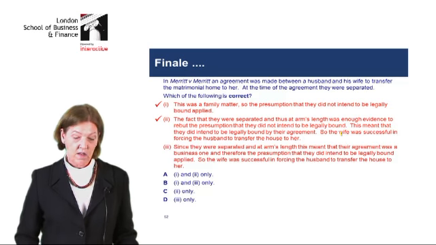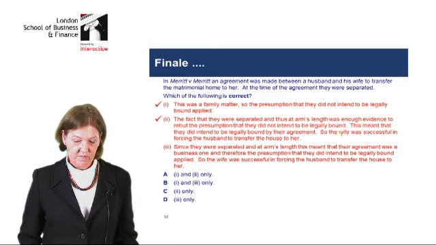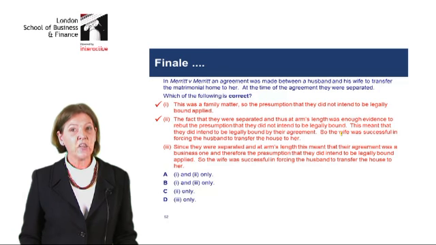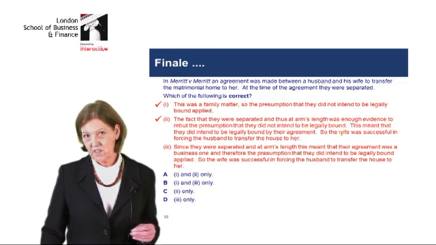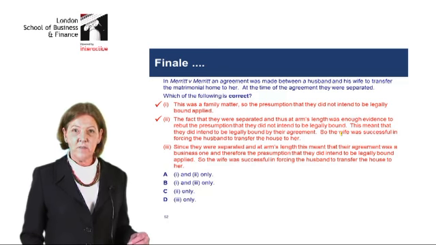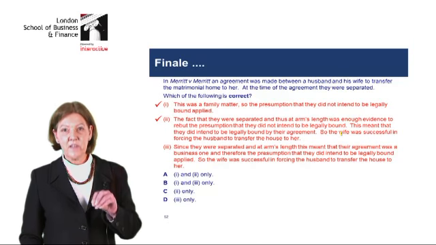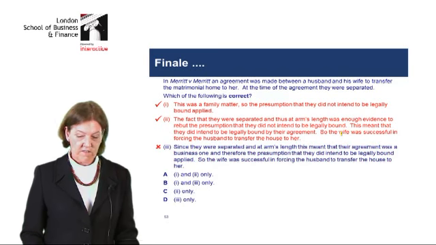Considering now the third option. Since they were separated and at arm's length, this meant that their agreement was a business one. No, that is totally wrong. And actually, it's a common error of students to say that when the presumption is rebutted, it turns into a business agreement. No, it was still a family matter, but since the presumption was rebutted, they did intend to be legally bound. So little 3 is not a correct option.